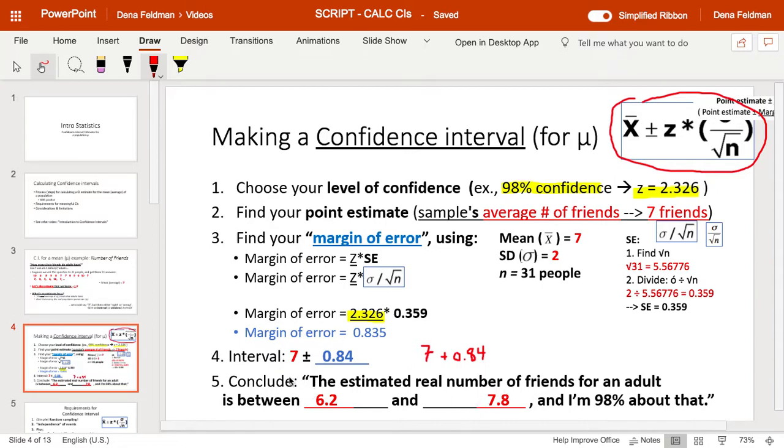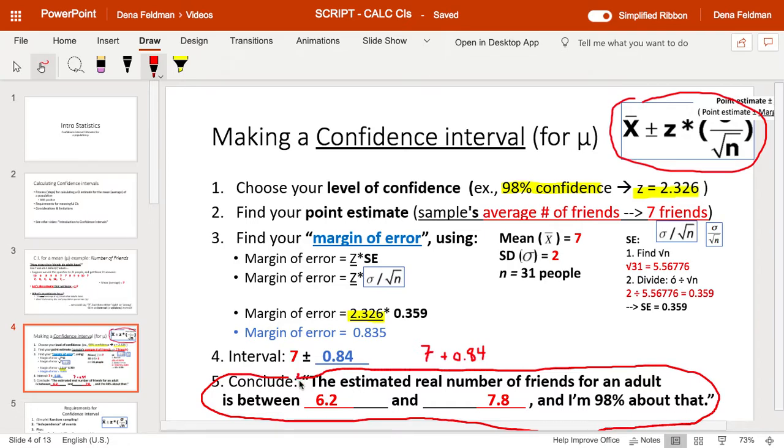And my conclusion, the final conclusion, is a sentence to some extent, or at least a sentence in your mind, that says, here is what I believe is the estimated real number of friends that an adult has. It's between these two numbers, and I've calculated it with a 95% confidence interval.